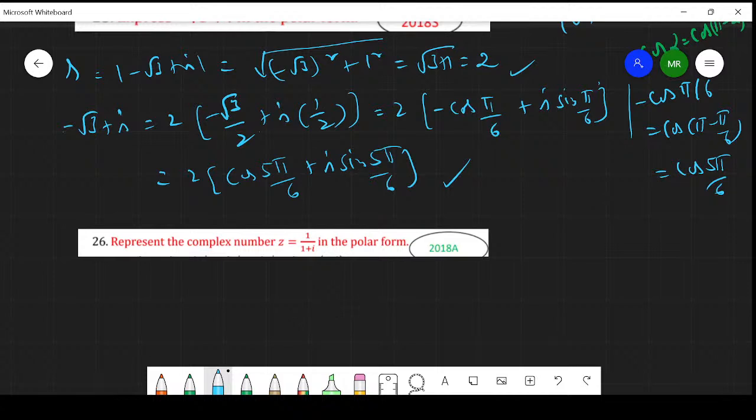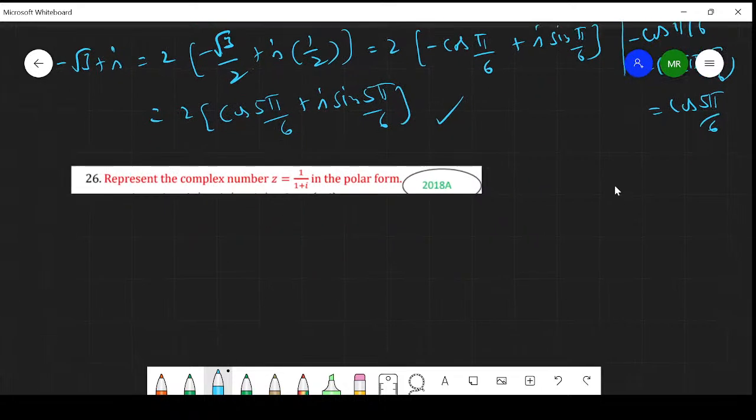Next one you can see, question 26. They are asking 1 by 1 plus i in the polar form. So z equal to 1 by 1 plus i in the polar form, you rationalize this. Z is equal to 1 by 1 plus i. Rationalizing factor 1 minus i by 1 minus i. You rationalize this.